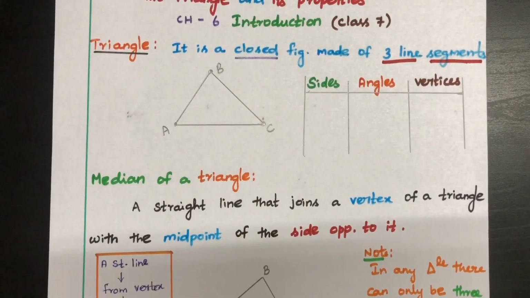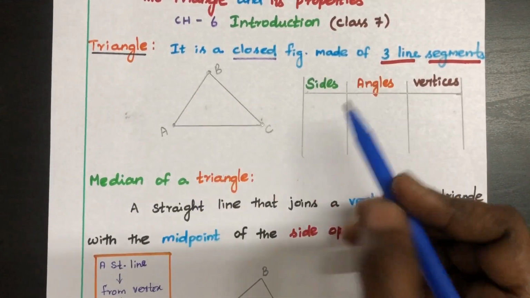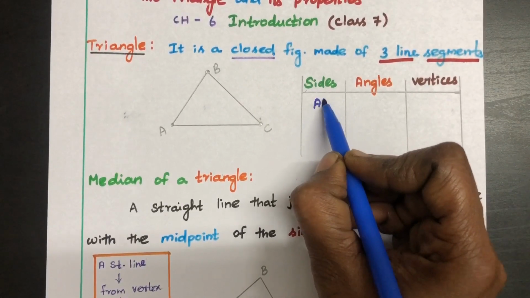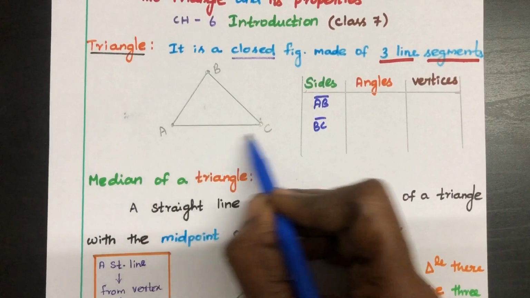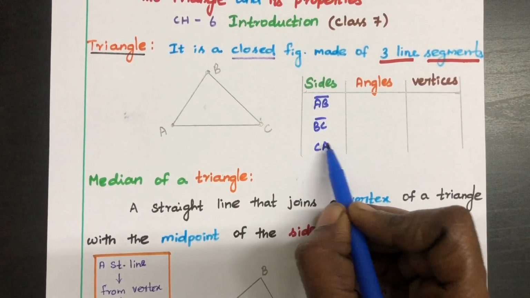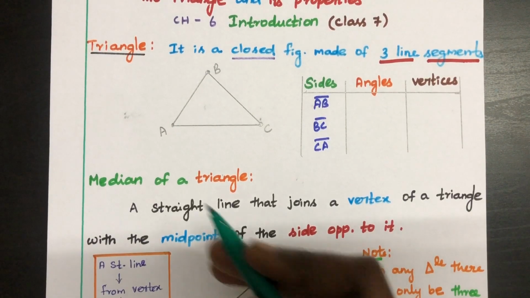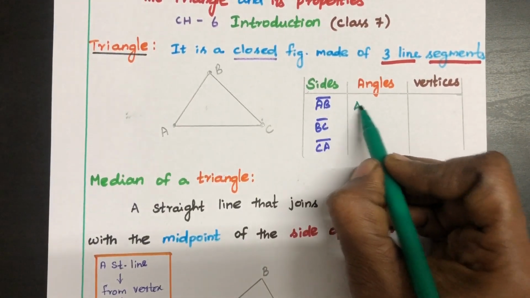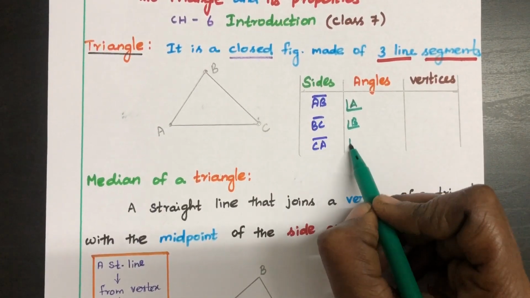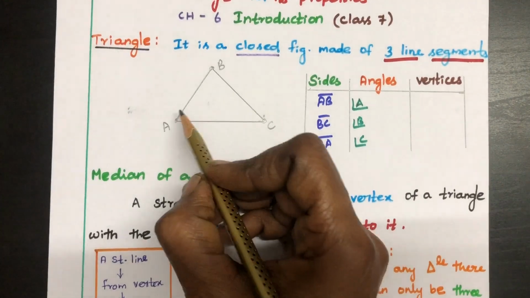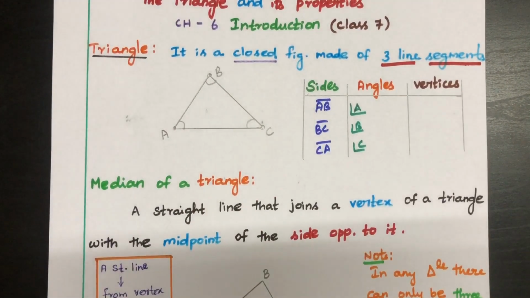Now, tell me, what sides are there? Sides. So, AB, 3 sides, right? AB, this is one side. BC. And CA. 3 sides. Now, what angles are there? Angle A, angle B, and angle C. 3 angles formed, right? This is angle A, angle B, angle C.